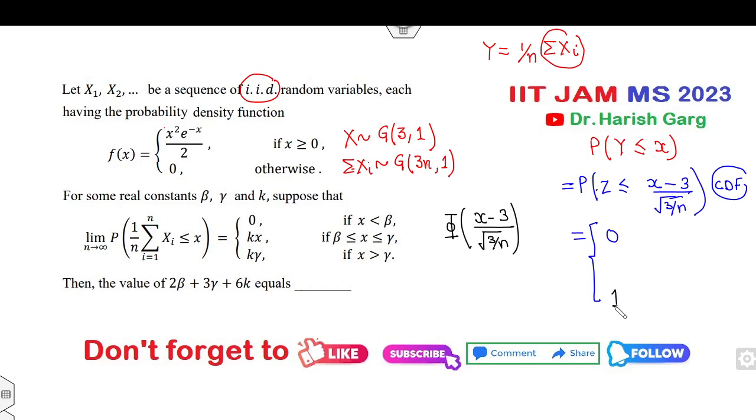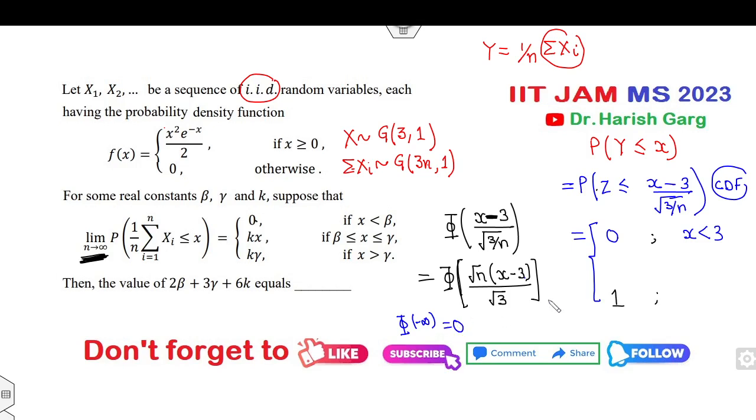And we all know the CDF: the first value is 0, the last value is 1. The first value is 0 when this part is root n times (x minus 3) divided by root 3. Fine. Now once you take n approaching infinity, this number will be infinity, but depending upon the value of x, whenever x is less than 3, this number will be minus infinity. What is the value of phi of minus infinity? It is 0.